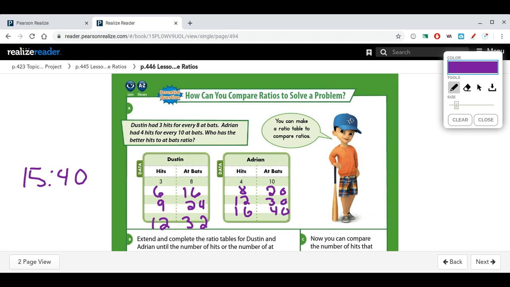So Adrian's ratio, let me just change colors. Adrian's ratio is going to be 16 to 40. So if I look at 16 to 40 as their ratio, we can now compare to see who has a better batting average. And so if Dustin's only getting 15 hits for every 40 at-bats and Adrian's getting 16 hits for every 40 at-bats, Adrian has the better hits to at-bats ratio.